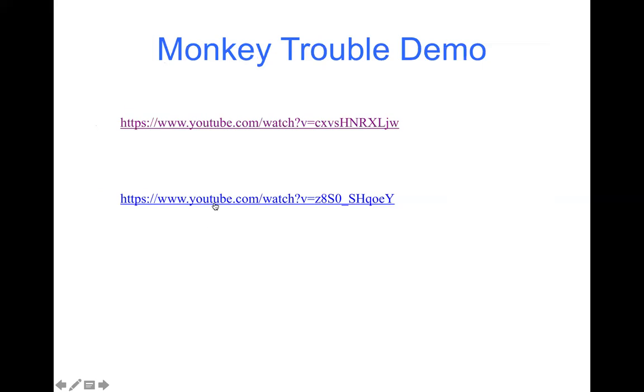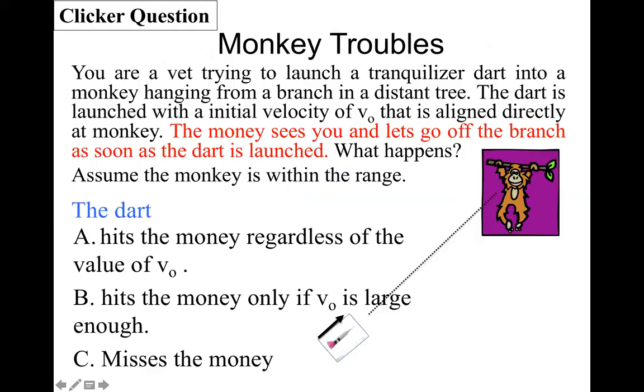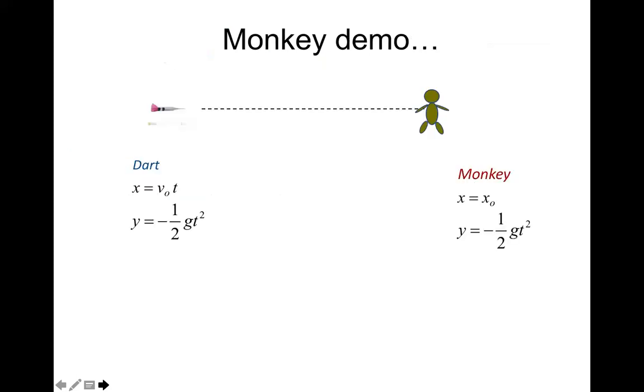There's another demo that you can watch on your own. I'm not going to show all of it. But the answer is A. It will hit the monkey regardless of the value of V naught. Let's see how this breaks down. I'll show a little animation to show you how it works. In this case, the dart is aiming horizontally, and then we will see the one that is aiming upward. The monkey lets go at the same time.